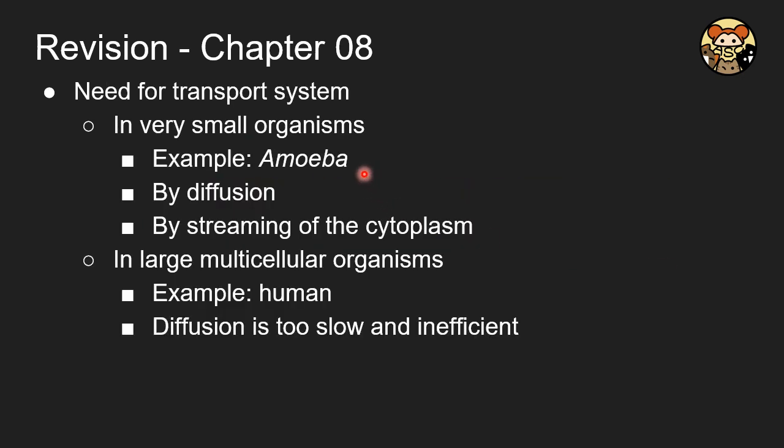So for the text version, first of all we have to understand the needs of the transport system. For small organisms like amoeba, they can simply use diffusion to facilitate their need. However, for us, we are large multicellular organisms. If we just rely on diffusion, it will be too slow and insufficient. That's why we need a transport system.